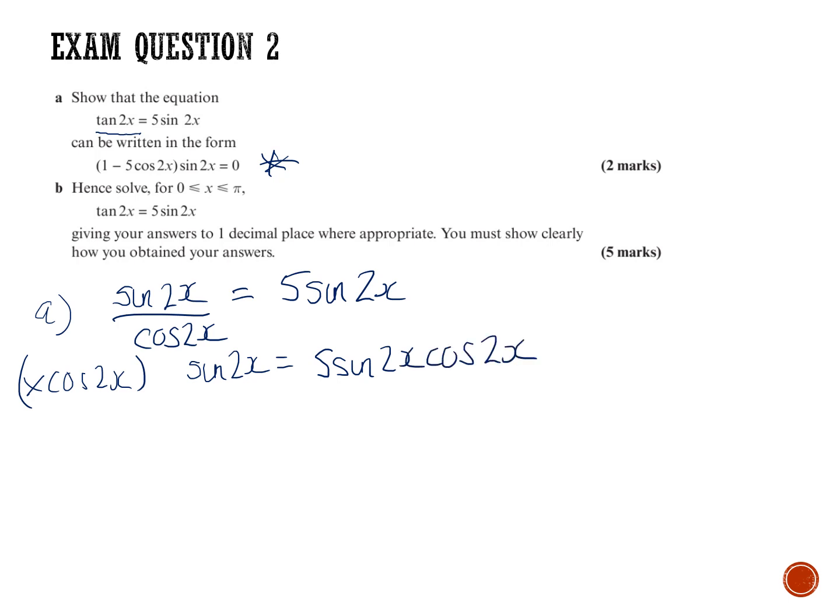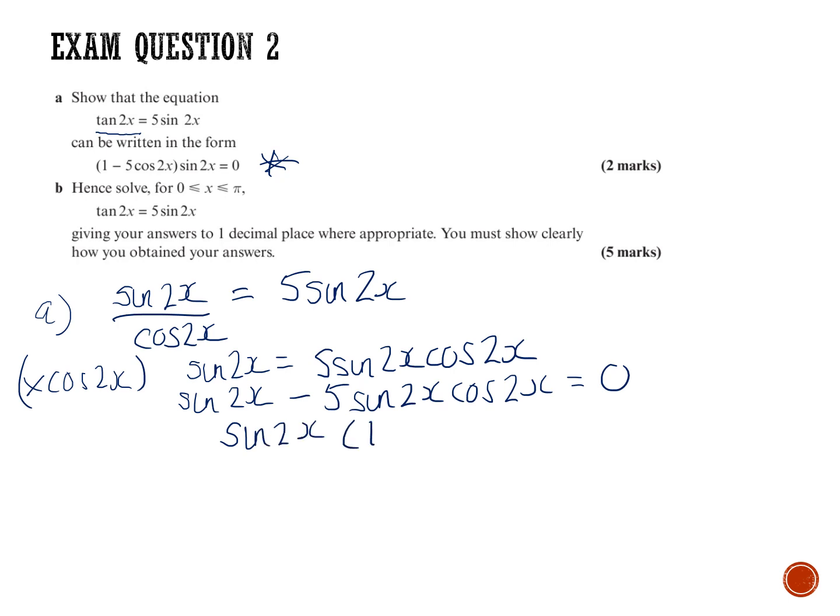And then if we look at the thing we're trying to prove, they've taken it all over on one side and factorised out the sine 2x. So I'm going to show that in a couple of steps because it is a show that: sine 2x minus 5 sine 2x cos 2x equals 0. I've collected it on the right side, take out my sine 2x, and what do I get in my bracket? 1 minus 5 cos 2x.